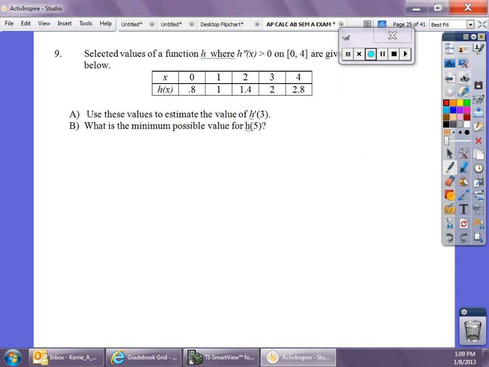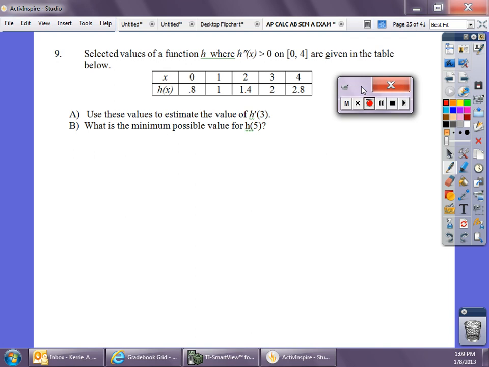Number 9. So this was an interesting problem. I think part C is missing, and in your packet, even part B might be missing. So we have the selected values of a function where the second derivative is greater than 0 from 0 to 4, given in the table. Use the values to estimate h prime of 3.